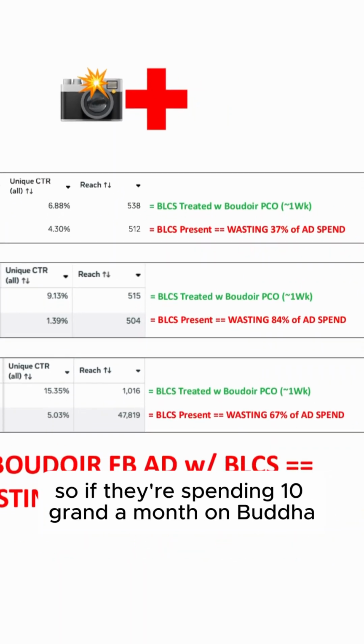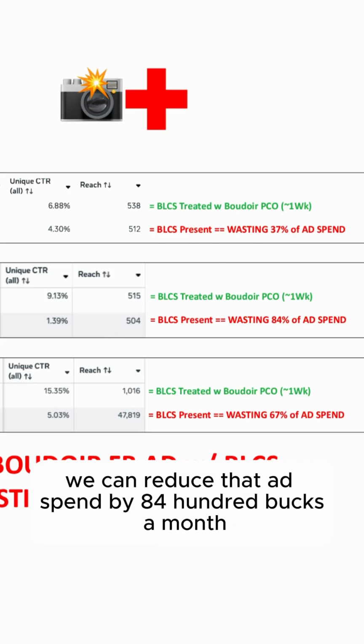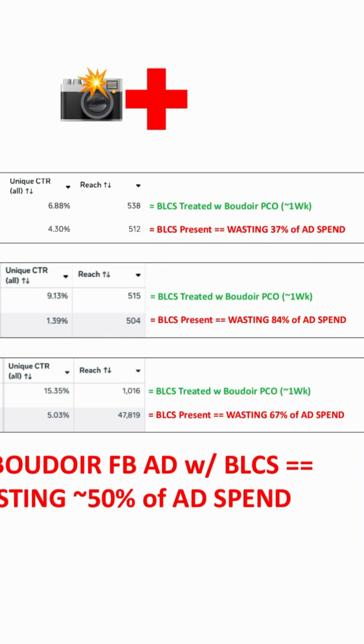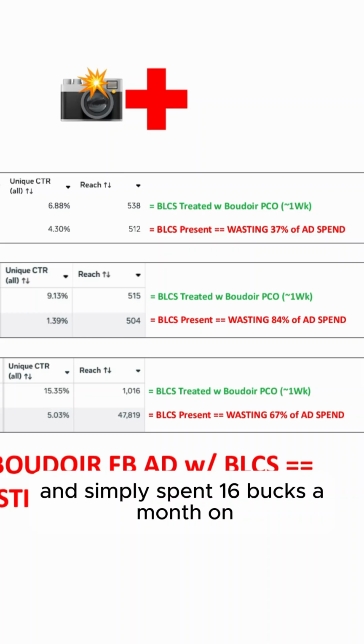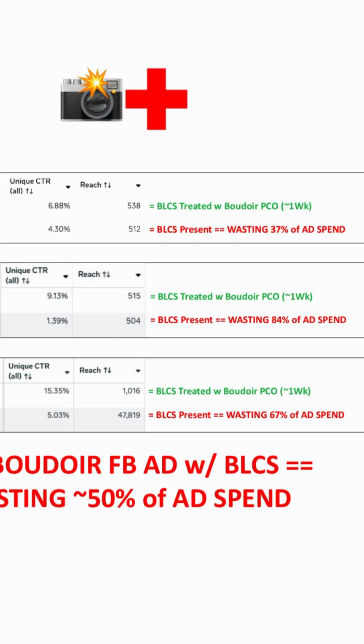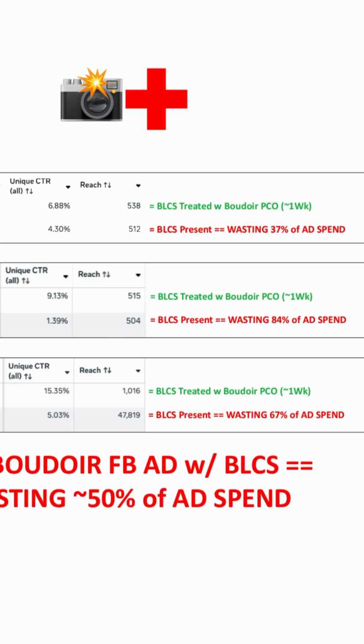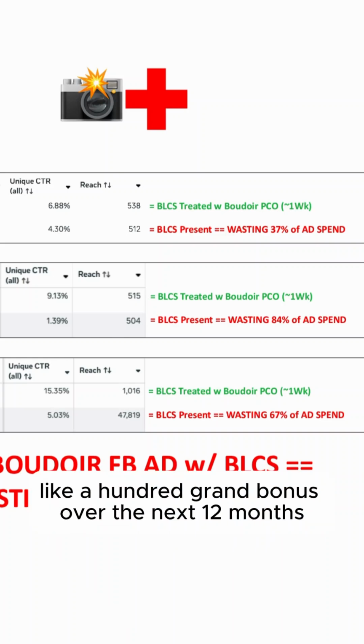So if they're spending 10 grand a month on Boudoir Facebook ads, then we can reduce that ad spend by 8,400 bucks a month and simply spend 1,600 bucks a month on the Boudoir Pico treated ad. And so they can pocket that 8,400 bucks a month. It's like ad spend not used, literally like 100 grand bonus over the next 12 months.